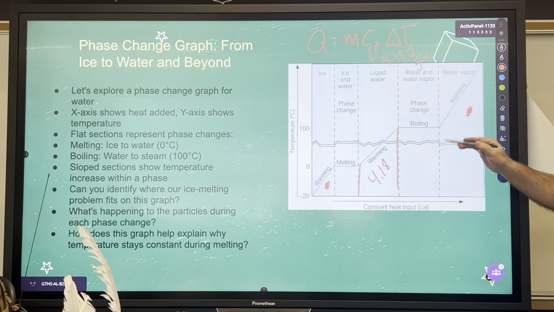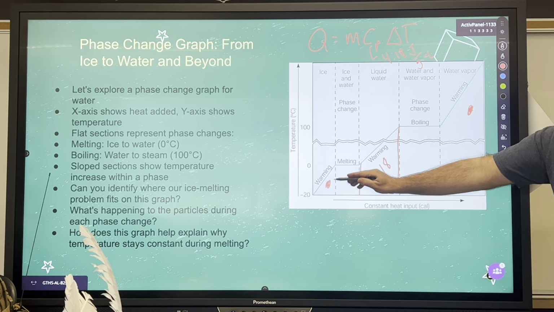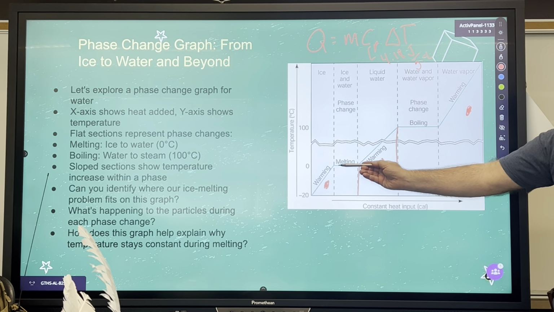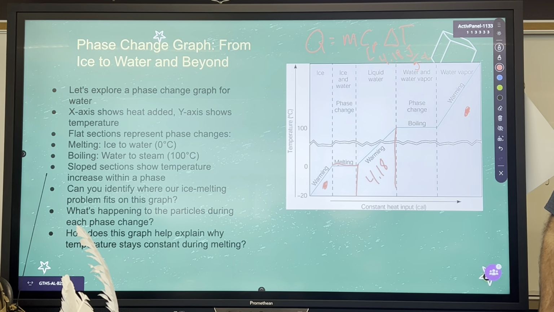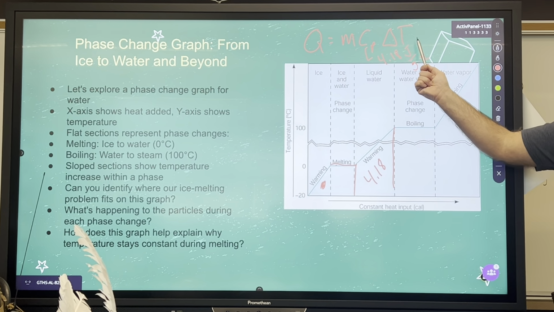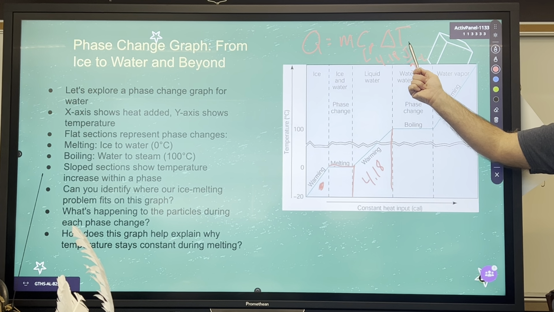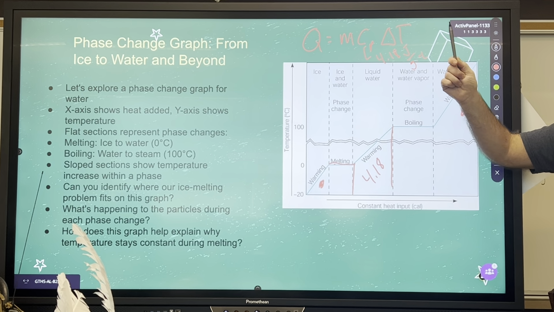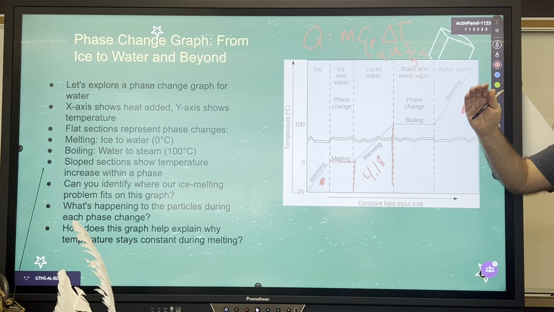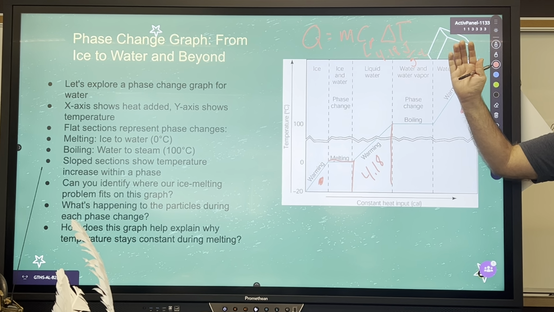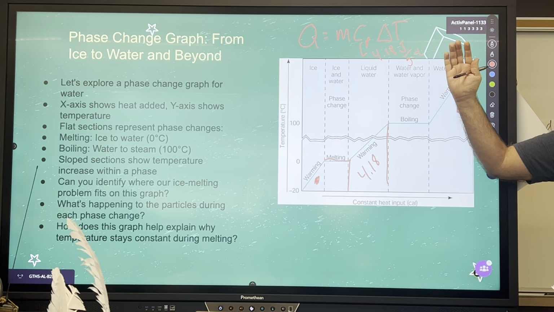So we're going to work through an example. We're just going to go through the melting phase. Now, what do you notice about the slope right here when it's melting? It's constant. So what's the delta T if it's constant? Remember, delta T is the final temperature minus the initial temperature. If it doesn't change, what's delta T?